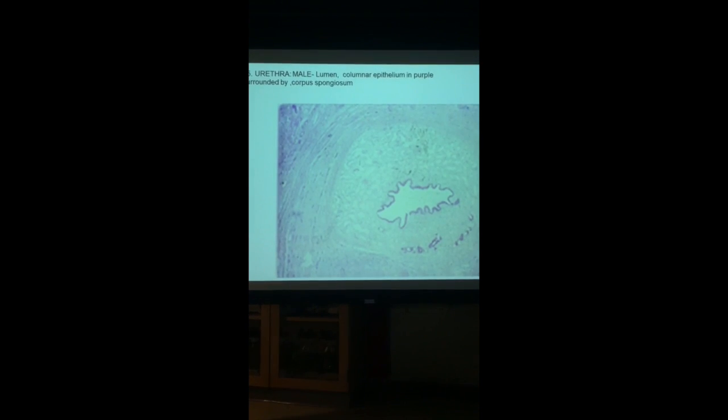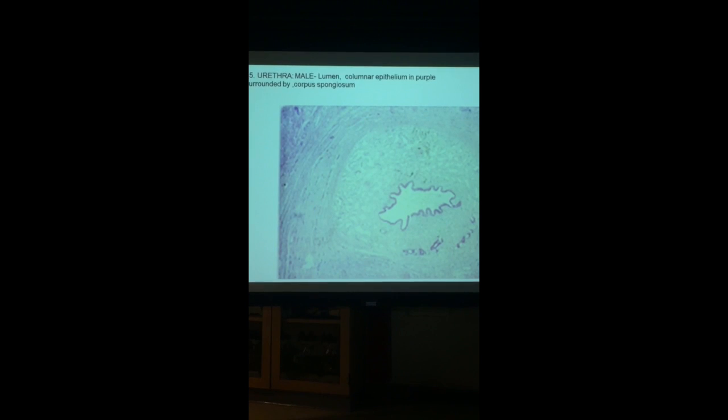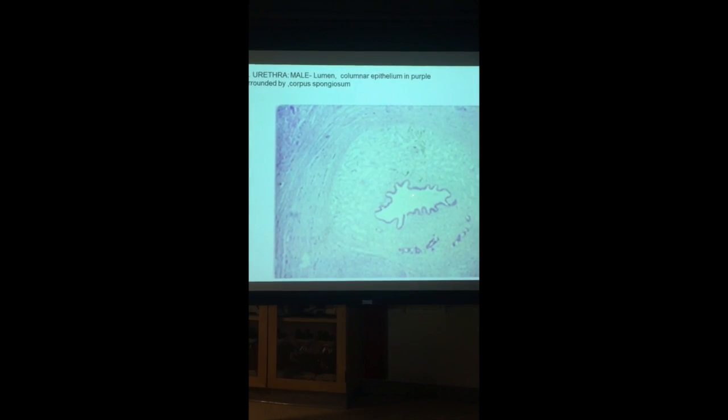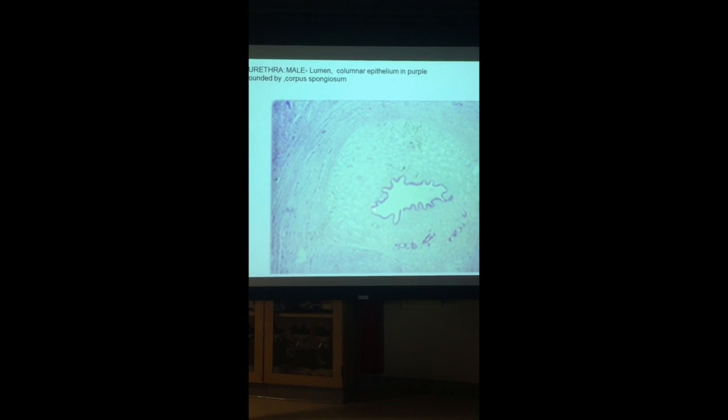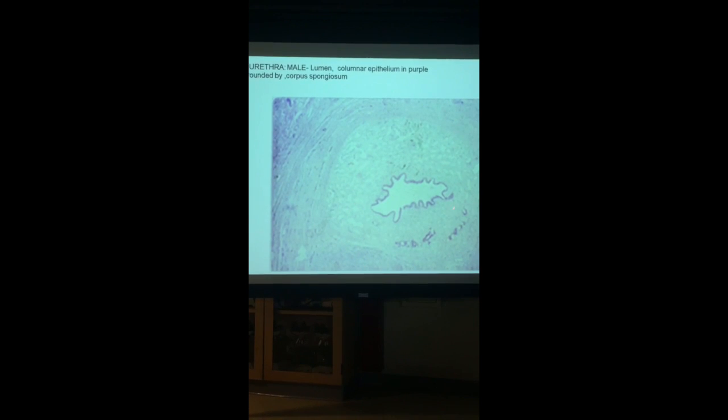Okay. This is the urethra in the man. You should know the difference between male and female for here. So here's the lumen, the columnar epithelium is right here, right around it. And then this is corpus spongiosum. Remember, the spongiosum has to go around here. It can't be cavernosum. And this is a male.